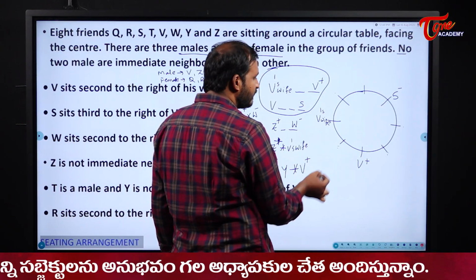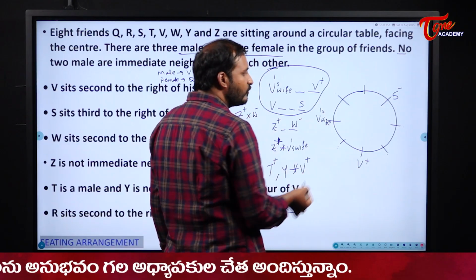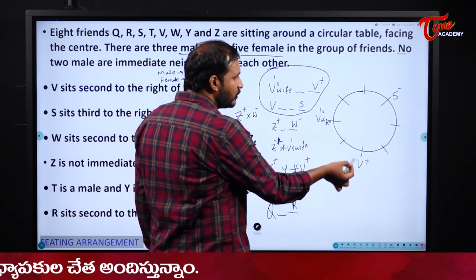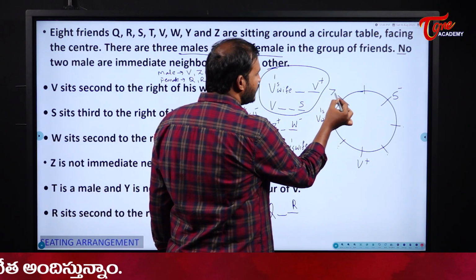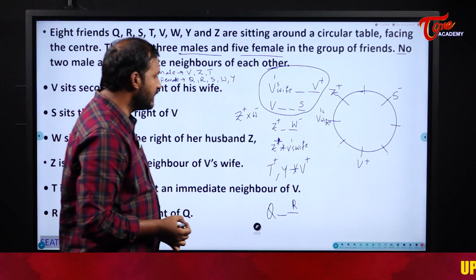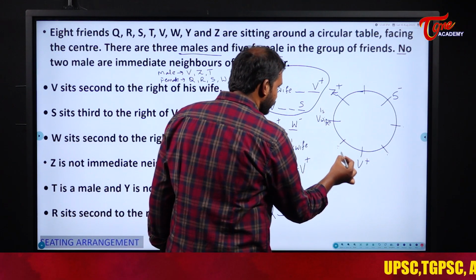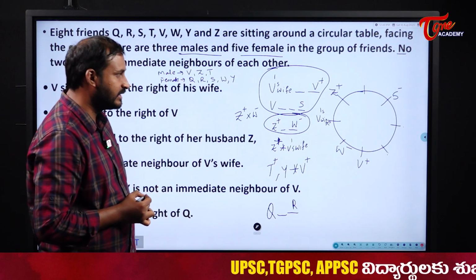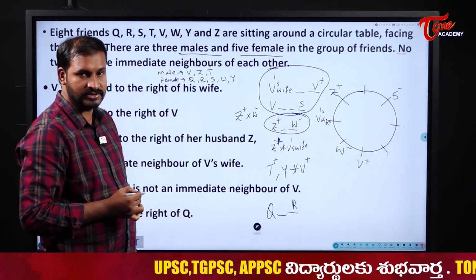I cannot put Z here. Why? Because if I put Z here, two males will come together, which is completely wrong, right? Because no two males can sit together. So the only chance for me is I should put Z here. If I put Z here, here I will have Z's wife W. So this logic is also done. Z's wife is also done.